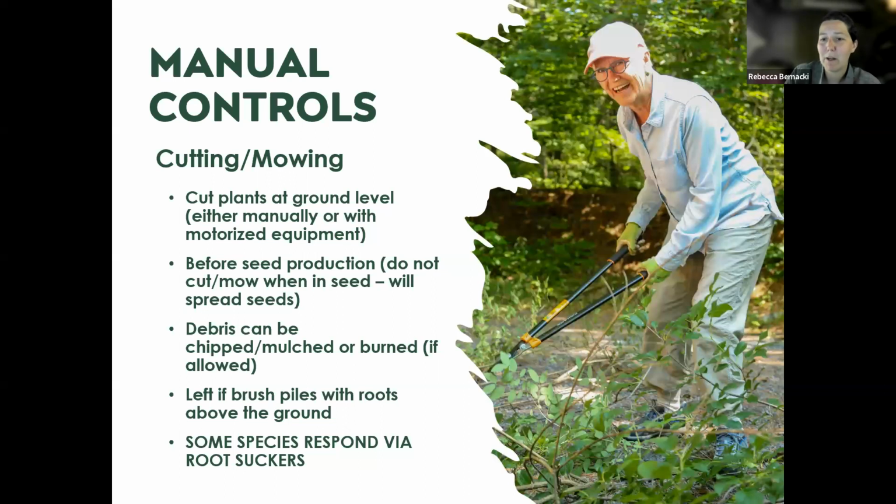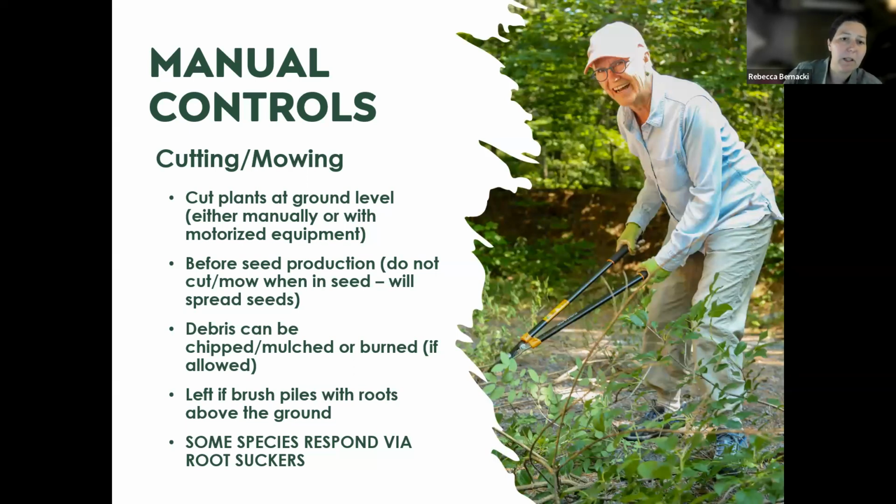If you think about how your lawnmower flails around all the grass you cut, imagine mowing through an invasive species with seeds on it, especially something like purple loosestrife, which can have up to 2.7 million seeds per plant. You're really risking spreading those seeds around if you wait and manage during seed set.